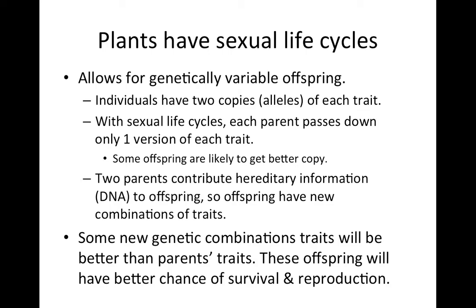In sexual life cycles, two parents contribute hereditary information, in the form of DNA, to their offspring. Since two parents are contributing DNA, the offspring are going to have new combinations of traits. Those offspring will also have two copies, or two alleles, for each trait. One will come from their mother, the other from their father. And at least some of these new genetic combinations of traits are likely to be better than the parents' combinations, so at least some of the offspring are going to have a better chance of survival and reproduction.